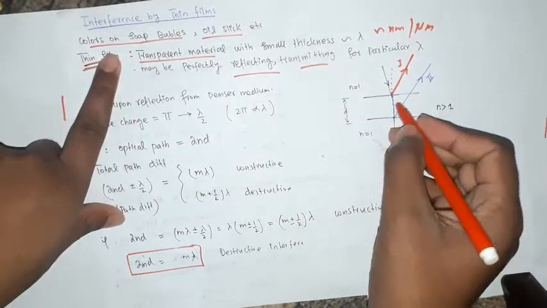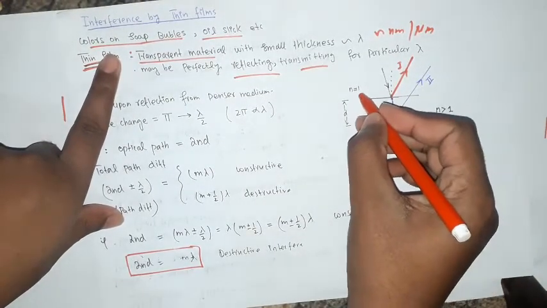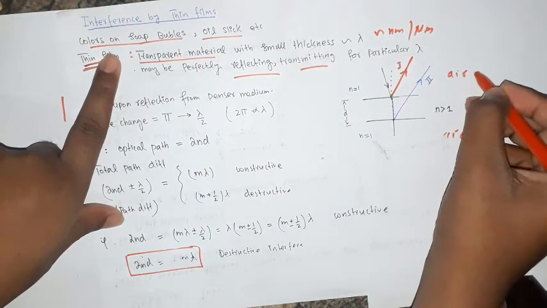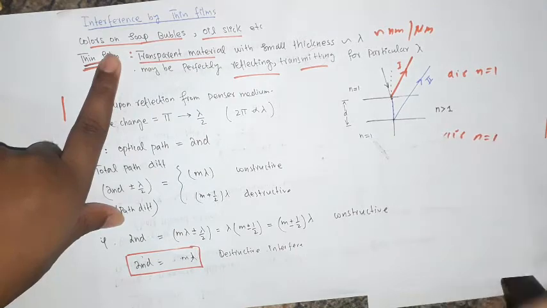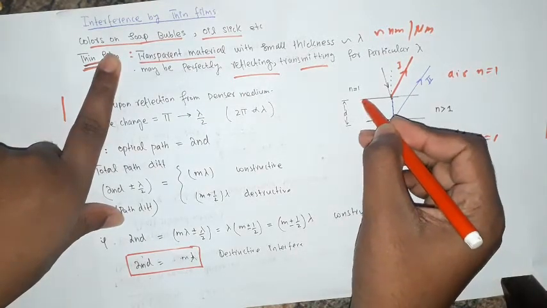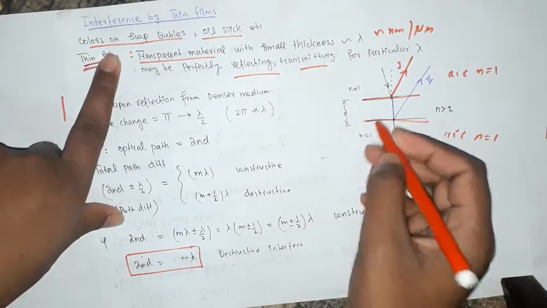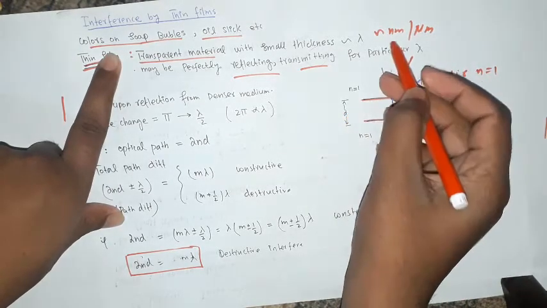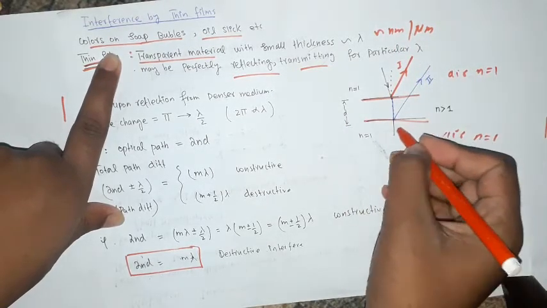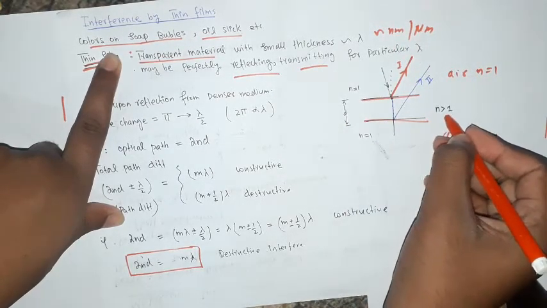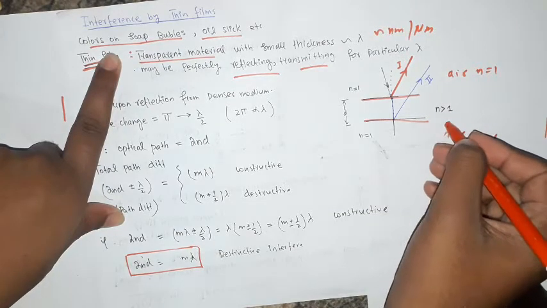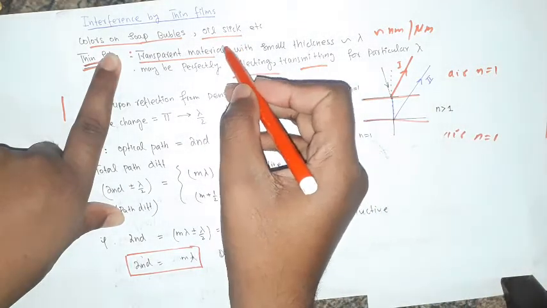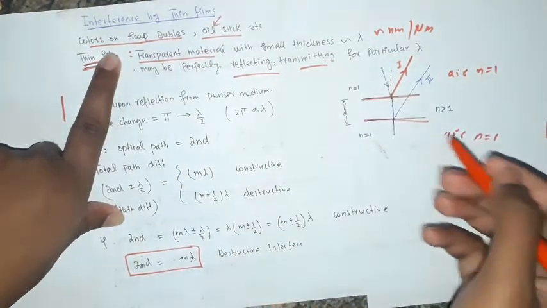So let us talk about this schematic diagram. Here, this is air or vacuum, and this is also air or vacuum. So here we have n equal to 1 and n equal to 1, and here we have a material whose thickness is d. Remember this d is very small, of the order of a nanometer or micrometer. Its refractive index is greater than 1 because this is a material. It may be glass, or some oil, or a soap bubble or anything.